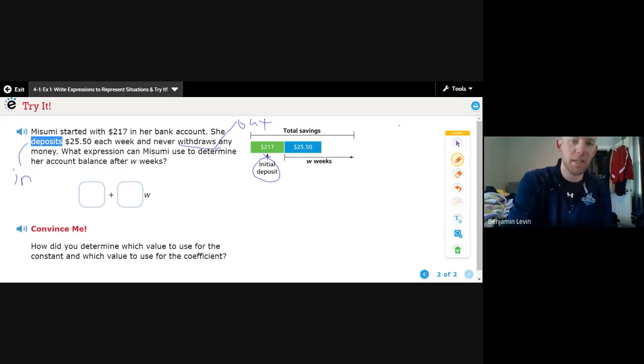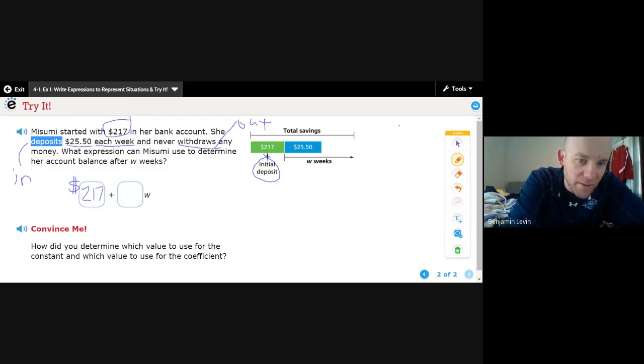She started with $217, and now she puts in $25.50 each week. She never takes any out. Okay, she's trying to save up. So she's not taking money out. She's trying to save. So our expression here is going to be, what did she start out with? And then we are going to add what she puts in each week. So she starts out with $217, right? It told us that's how much money she starts with. Now she puts in $25.50 per week. Okay, so $25.50 times the amount of weeks.